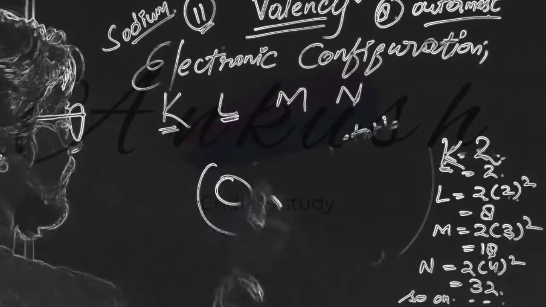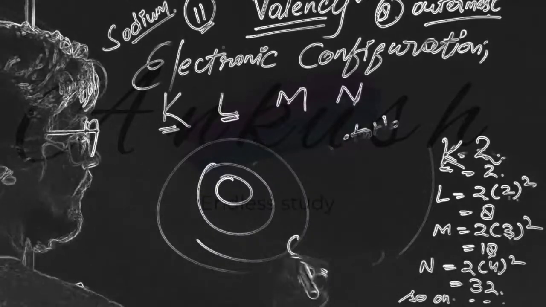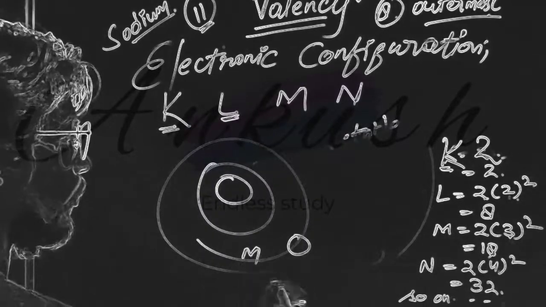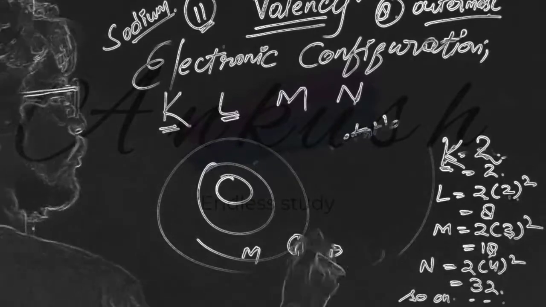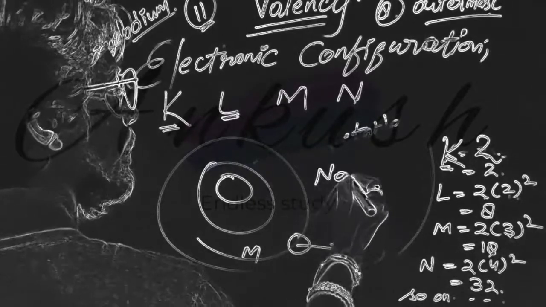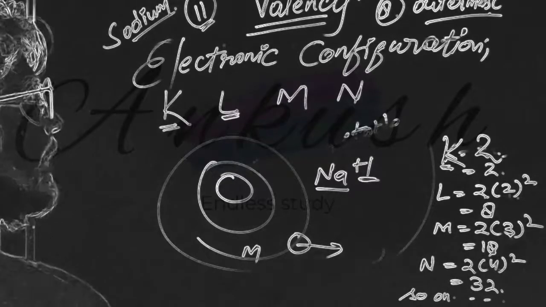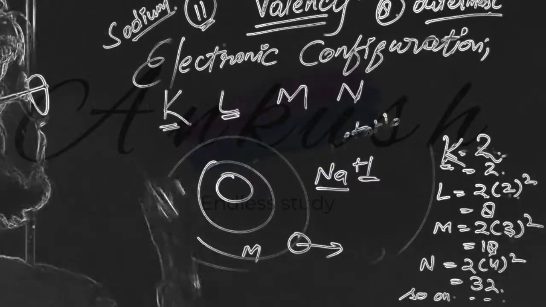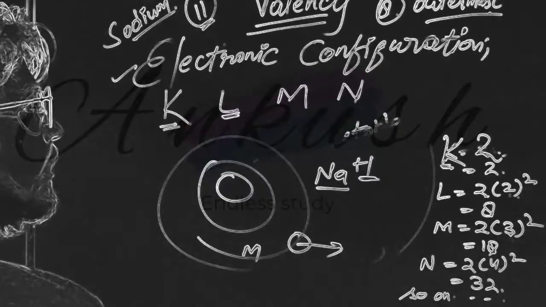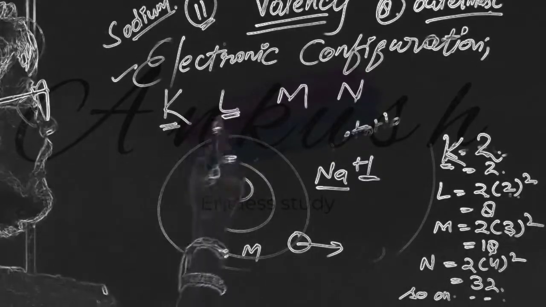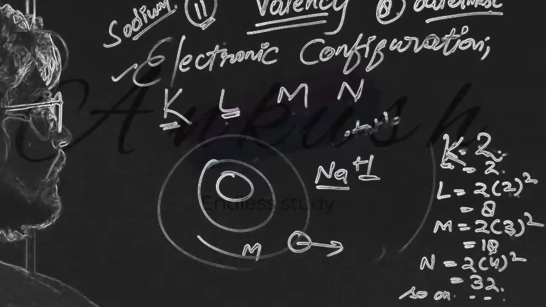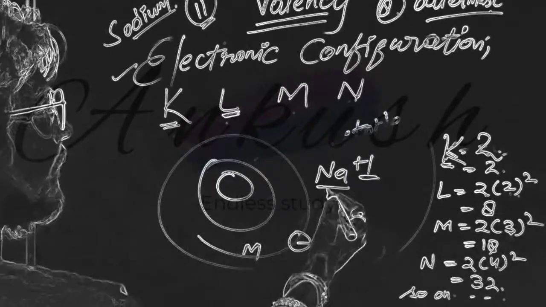So here what happened in K, L and M? There was one electron in the outermost shell, so it gave it off. So what happened? Na plus 1. Sodium got the valency plus 1. So for finding the valency, you have to go through the electronic configuration, filling electrons in K, L, M, N. So this is how we find the valency for sodium.